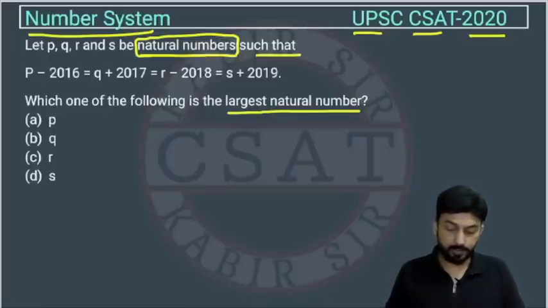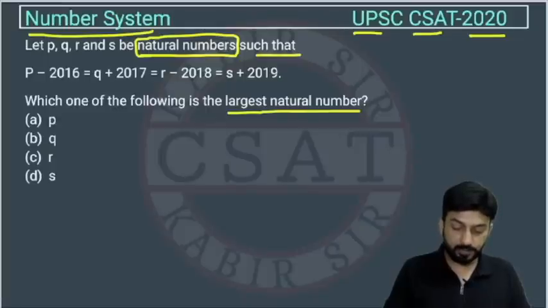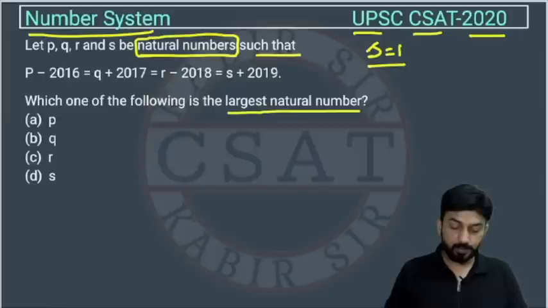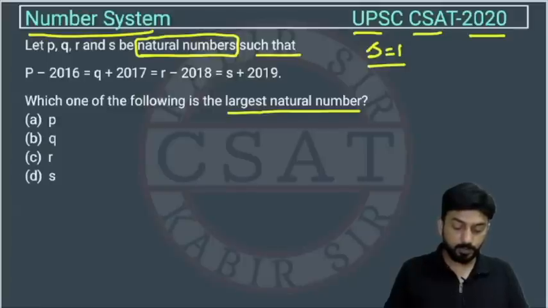So the easiest way to solve this question is, suppose S is 1, right? So see, if you take P as 1, then it will become negative. So it won't remain a natural number, right? So we have to take some number as 1. We cannot take 0 because these are natural numbers. Okay. So you can take Q also as 1. But in this case, I am starting from the last. So I am taking S as 1.